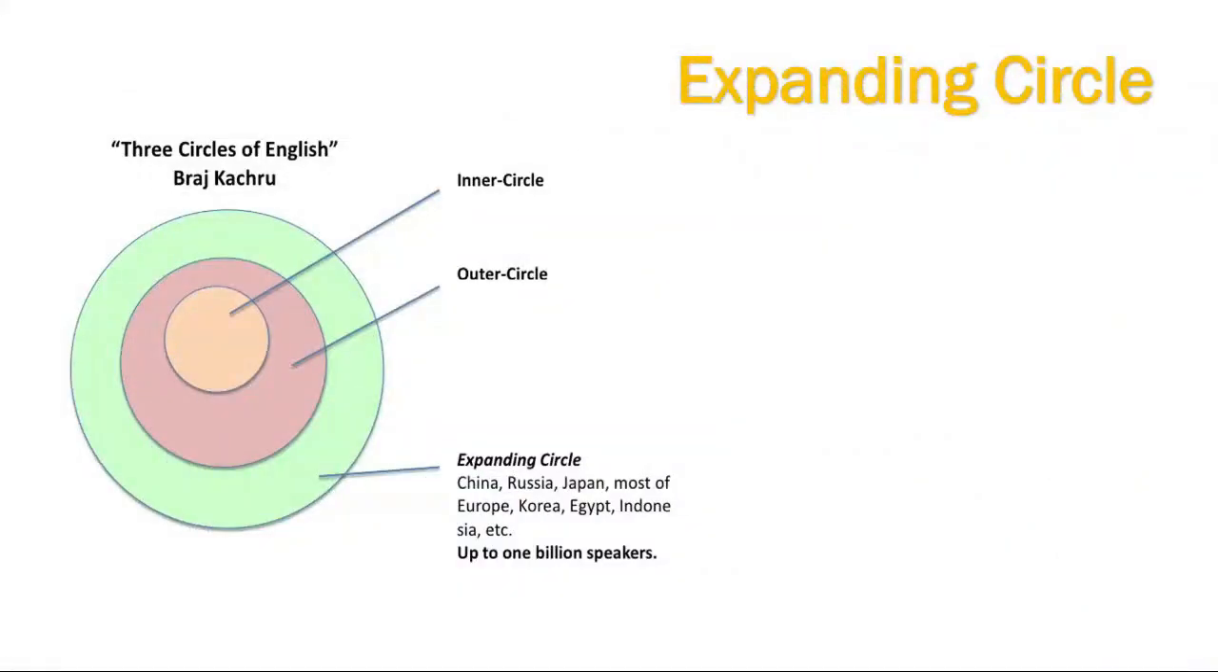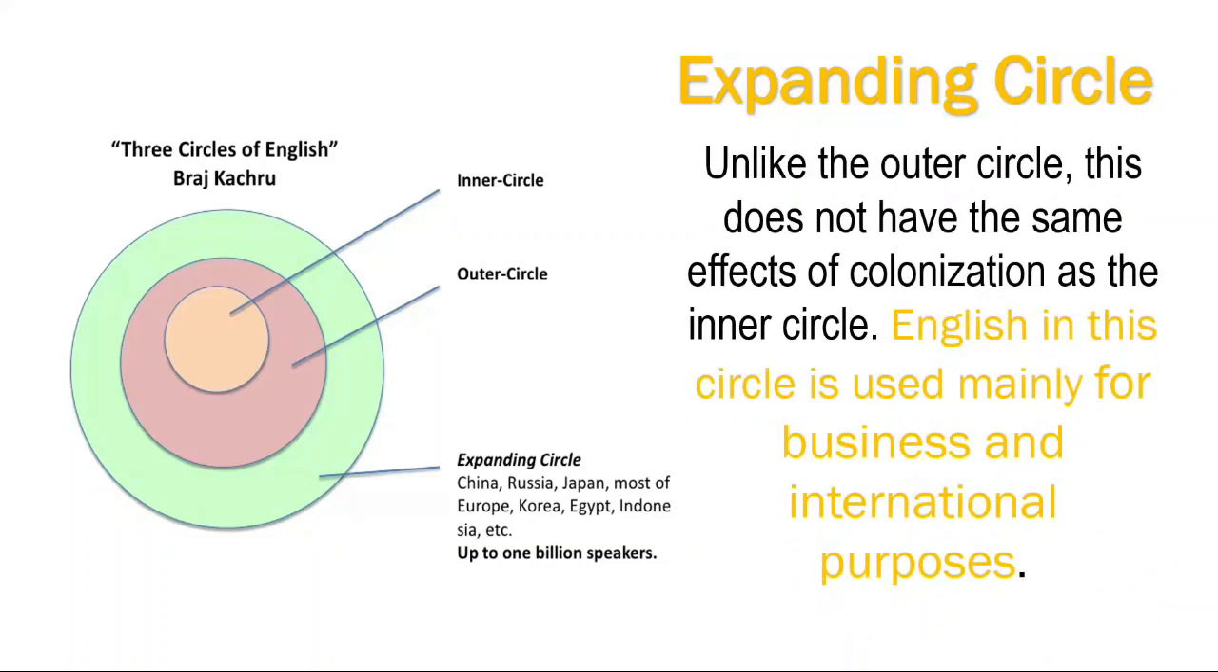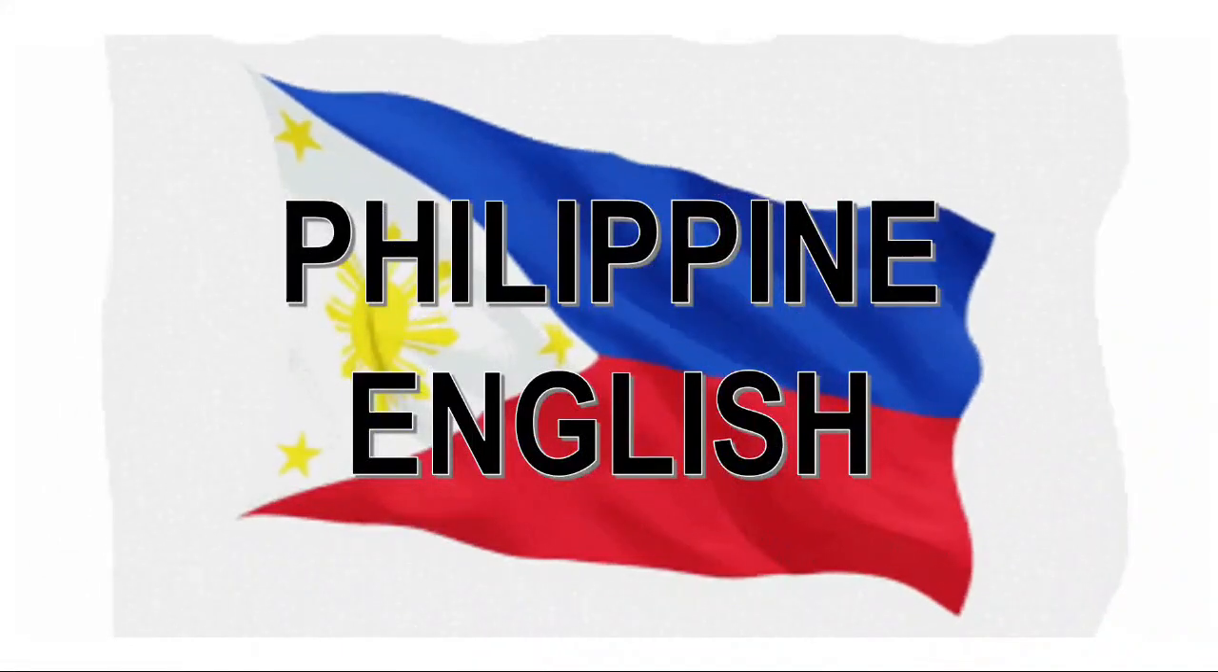Okay. Last is the expanding circle. Unlike the outer circle, this does not have the same effects of colonization as the inner circle. English in this circle is used mainly for business and international purposes. So, China, Russia, Japan, most of Europe, Korea, Egypt, Indonesia. No? It also includes South America, Caribbean countries, Nepal, Israel, Taiwan, and Saudi Arabia. Alright. So they have English for specific purposes programs which intend to equip them with linguistic knowledge and skills only for specific fields.